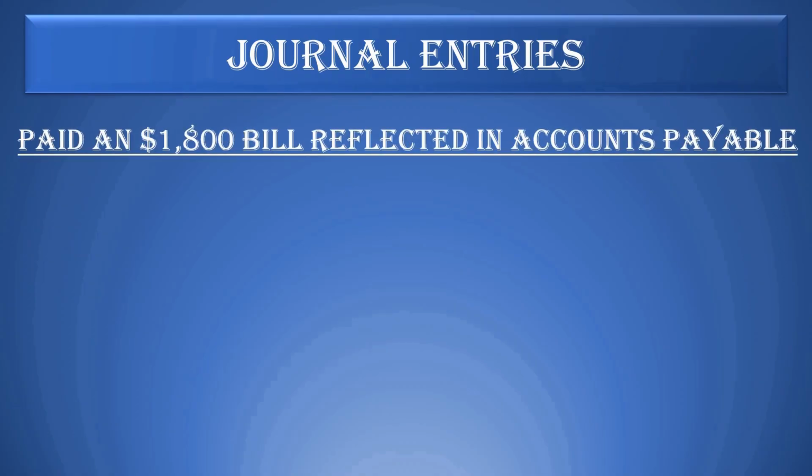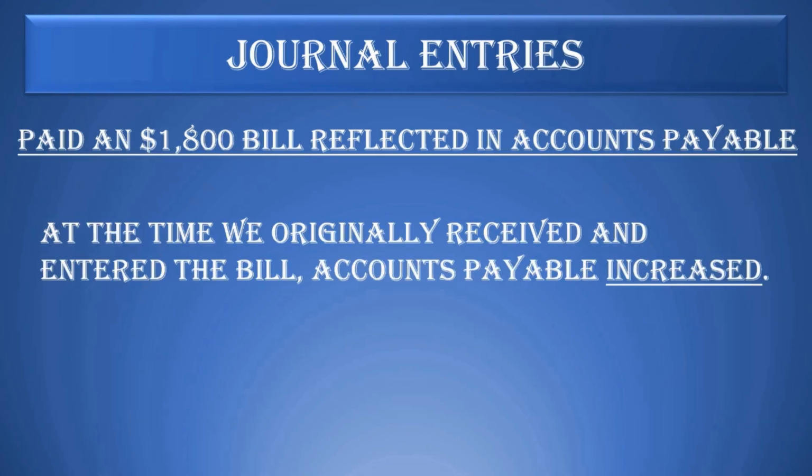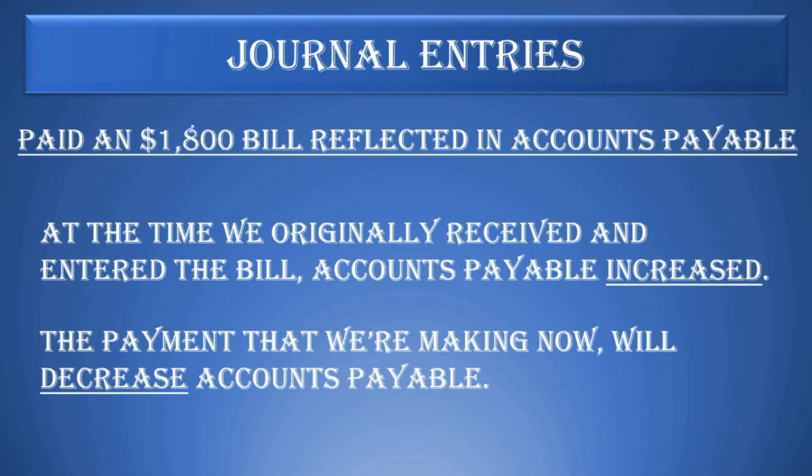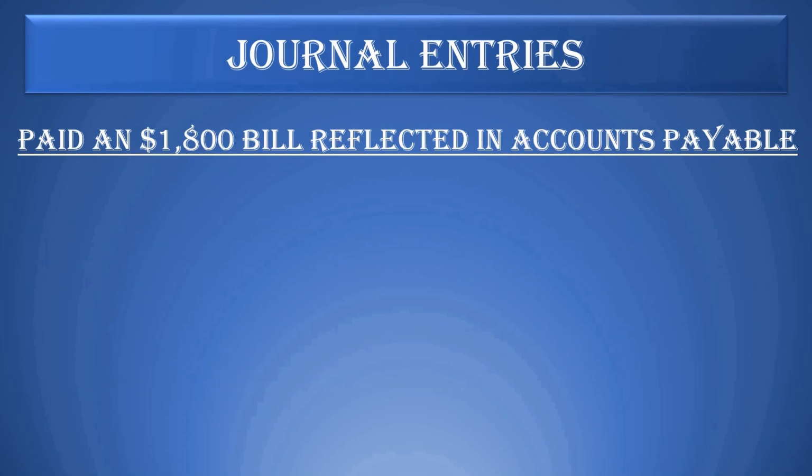Next, we paid a $1,800 bill, which was already reflected in our accounting system. This bill is for computer equipment that we purchased on credit earlier in the month. Let's look at this transaction and make sense of what is happening. When this bill was originally received and entered into our system, we credited accounts payable, because our liability increased at that time. Now that we're paying this bill off, our accounts payable will decrease.